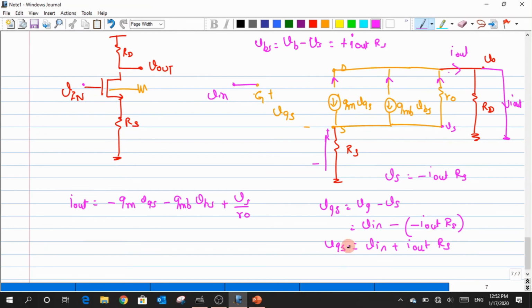So now that I have got all of these terms, I just plug in those expressions here. So this becomes gm times Vin plus I out RS for my VGS, and then minus gmb into I out RS, and then I have minus I out RS by R naught. Any doubt in this? I have re-expressed all this VGS and VBS in terms of I out times RS.